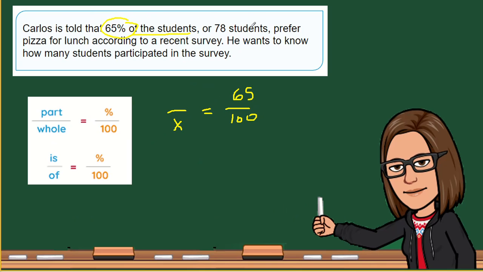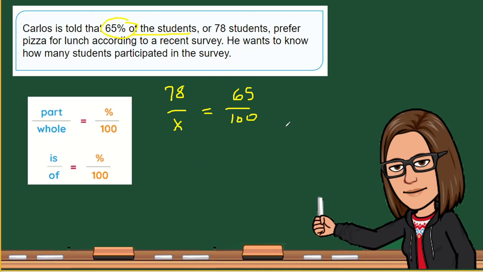And then it says, or 78 students. So 78 students, which is 65% of the students, which we don't know the of, is going to prefer pizza for lunch. So this is how we set it up. The part is 78 over the X equals 65 over 100.